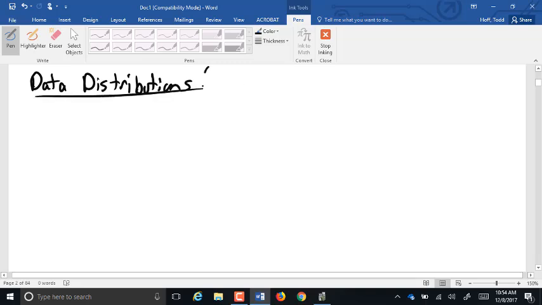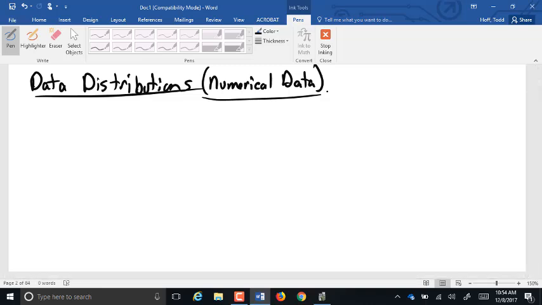And of course, when I'm talking about data distributions, I am talking about numerical data. There are data distributions for the categorical data. That's basically just the frequency table we saw up above. Let's say we are going to do test scores.